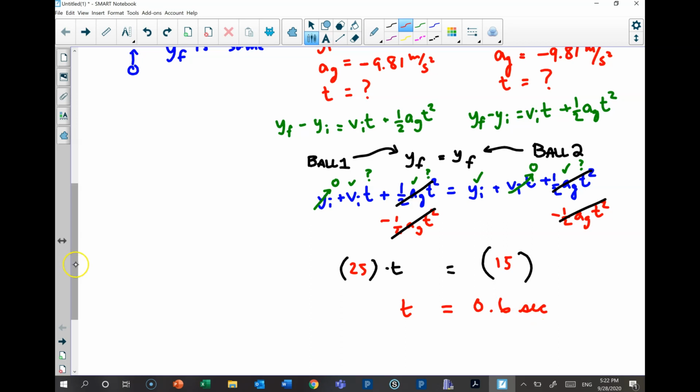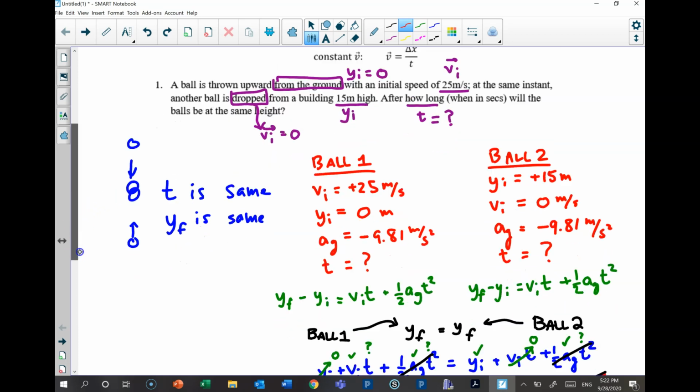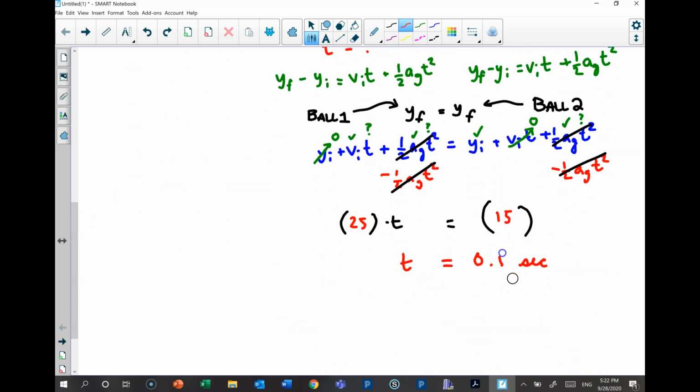And I should really be going back and checking my sig figs. The fewest number of sig figs from the givens was 2. So I should make this 0.60.